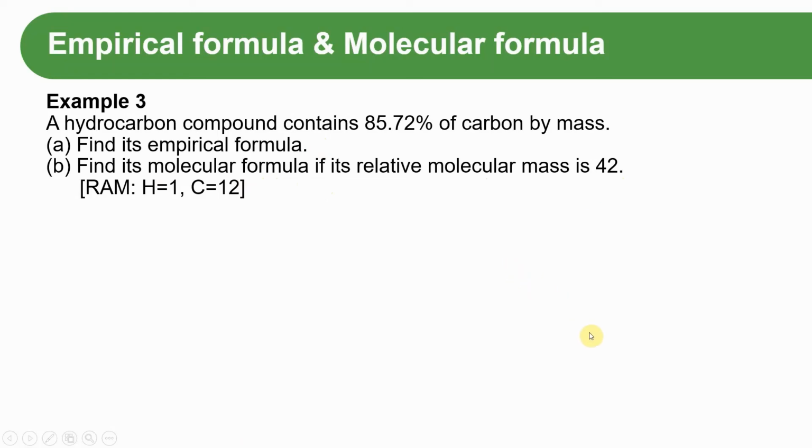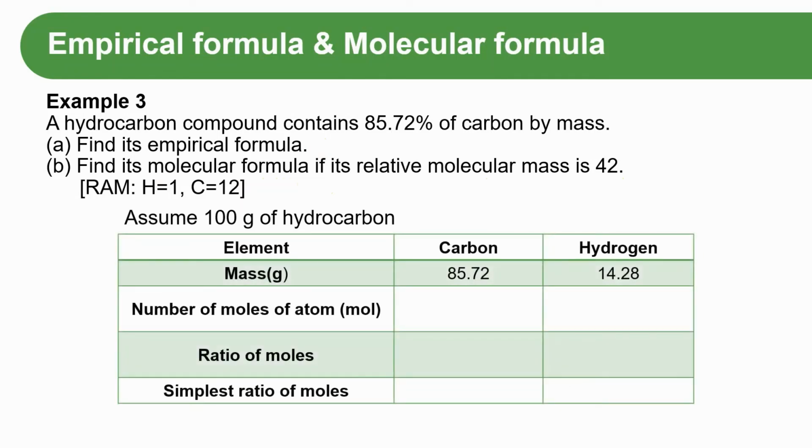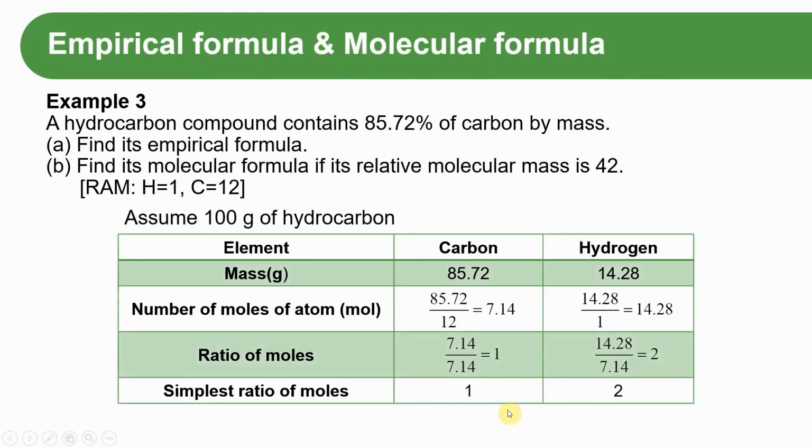First, we find the empirical formula using the same steps. First, we assume 100 grams of hydrocarbon. We use the table. From the mass, we find the number of moles by dividing by molar mass. And we divide by the lower number, which is 7.14, to get the simplest ratio. And lastly, we can say the simplest ratio is 1 to 2. And we can conclude the empirical formula is CH2.